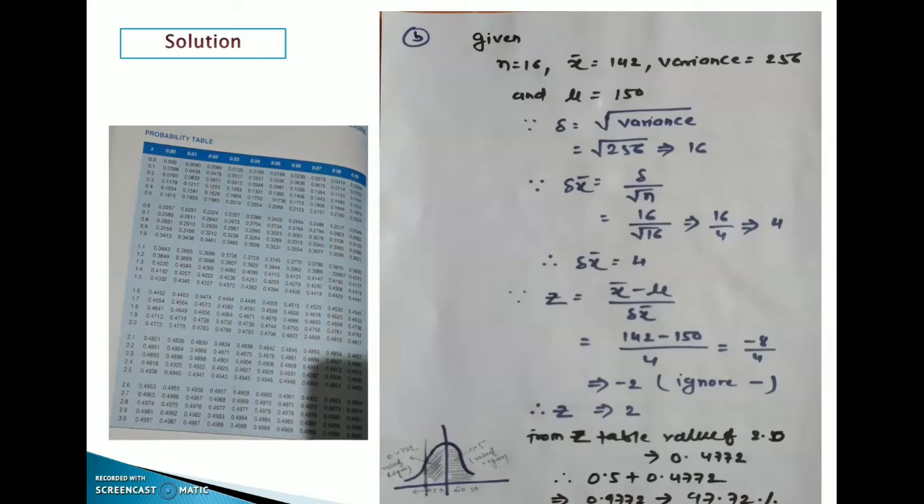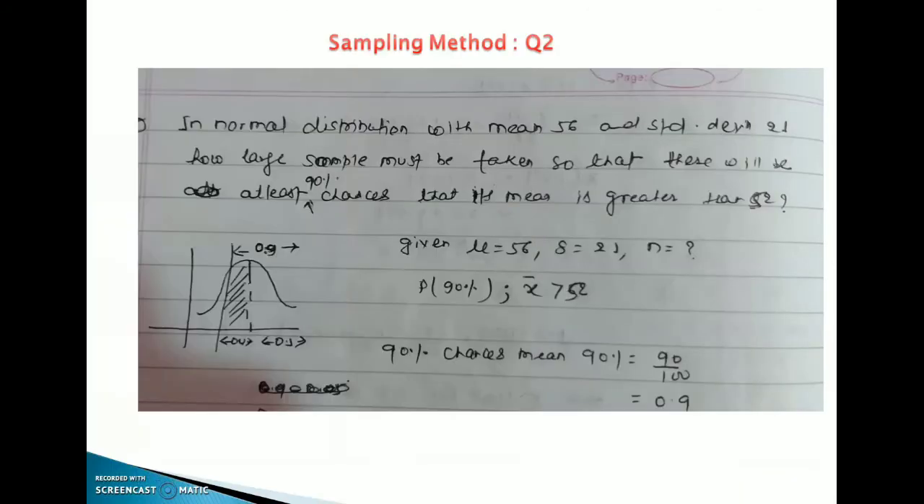Now the second problem. In a normal distribution with mean 56 and standard deviation 21, how large a sample size must be taken so that there will be at least 90% chance that its mean is greater than 52? As we know, normal distribution is given for the population, so for a normal distribution with mean 56, that is mu is 56, and standard deviation is 21, so sigma is 21. How large a sample must be taken?